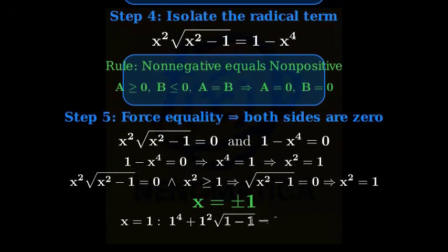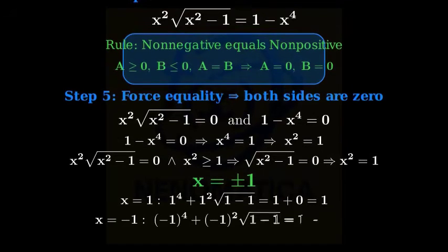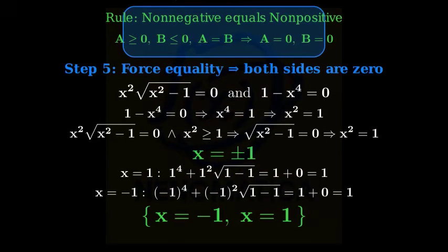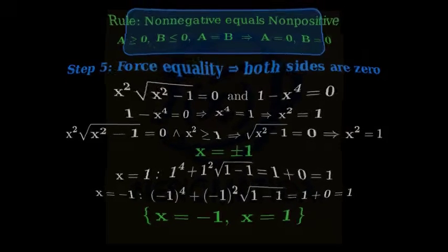Step 7. Verify by direct substitution. For x equals 1, the left side is 1 plus 1 times the square root of 0, which equals 1. For x equals negative 1, the left side is also 1 plus 1 times the square root of 0, which equals 1. Both match the right side 1. Therefore, the solution set is x equals -1 and x equals 1.